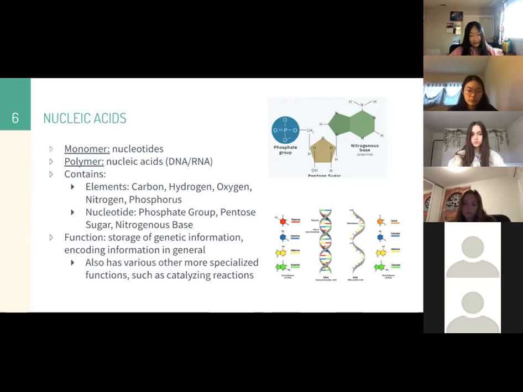As you might know, nucleic acids are DNA and RNA, and both of these store genetic information and encode information in general. But DNA is found in eukaryotic cells, mostly in the actual gene, while RNA is used to code for proteins. So it's DNA to RNA to protein. RNA is single-stranded, while DNA is double-stranded. They also both have various other specialized functions, such as catalyzing reactions.